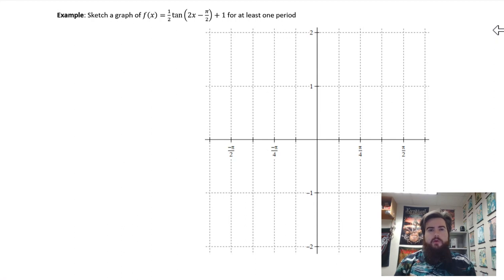In this example, we're going to sketch a graph of the function 1/2 times tangent of the quantity 2x minus pi over 2 plus 1 for at least one period. For this situation, I'm going to apply the t-table method using the adjusted set of values based on the fact that I'm working with tangent.